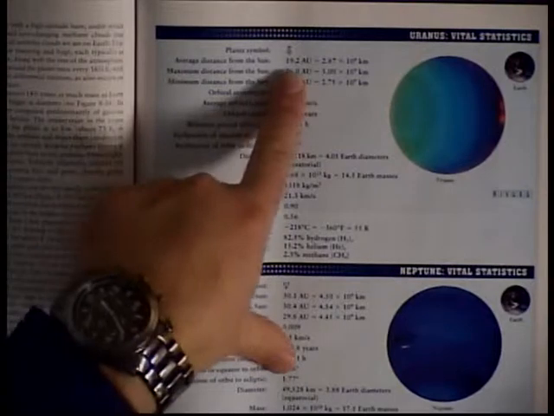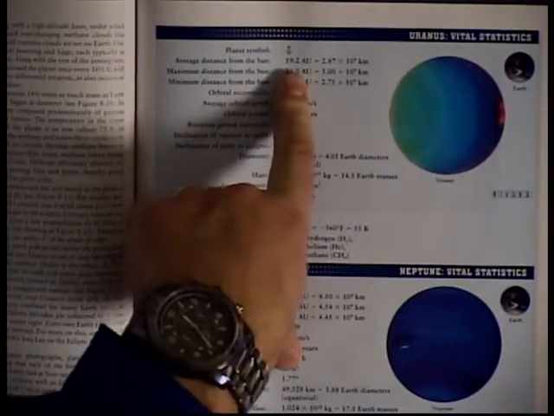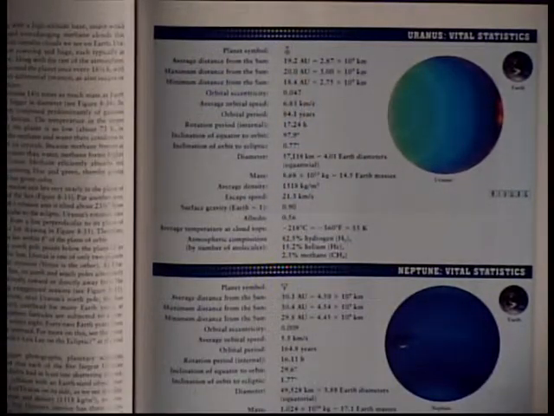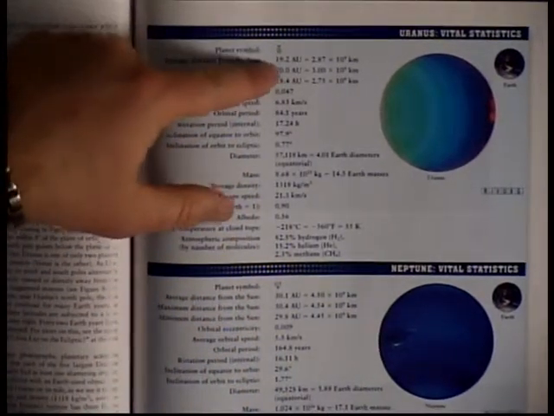Okay, moving on quickly, the last two, Uranus and Neptune. Uranus is now where we went from 5. Jupiter was at 5 astronomical units. Saturn's about 10. Uranus is out here about 20.